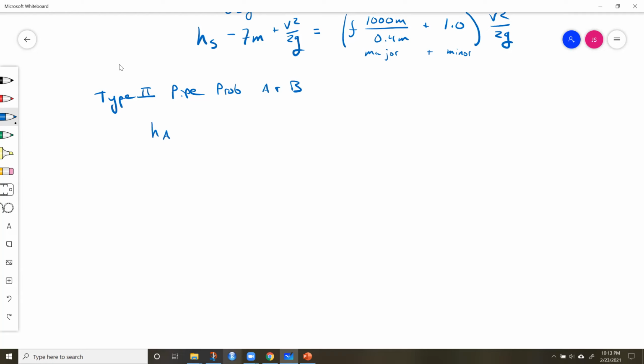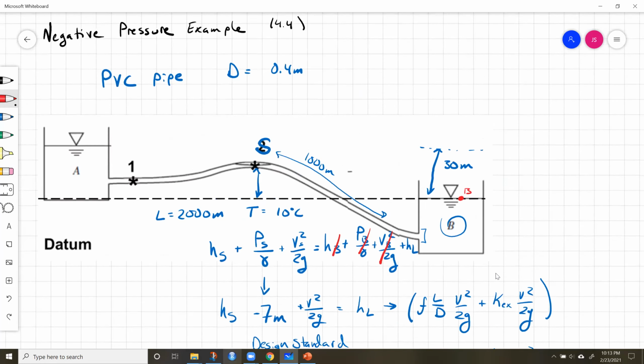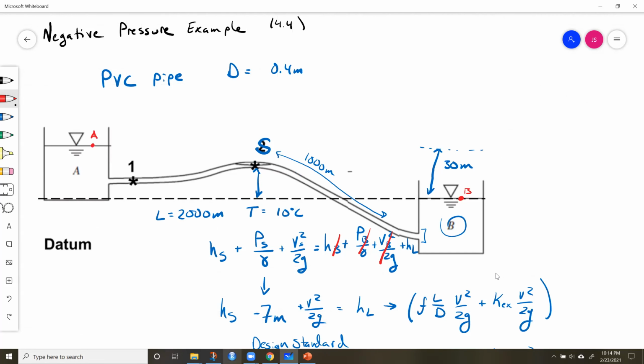So we'll do HA, in this case that's the elevation at A, plus PA over gamma, plus VA squared over 2g, is equal to the same terms at B plus head loss. Let's cross some stuff out because we're going to evaluate it at the surface of the reservoir. We'll cross all those terms out. So A will be just right here, so no velocity, no pressure.